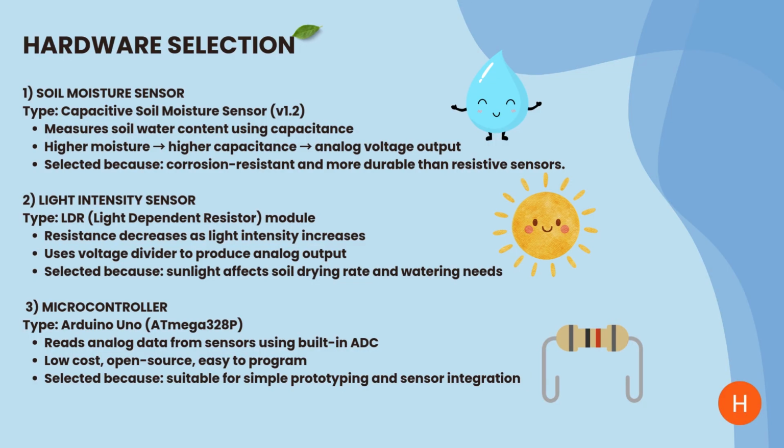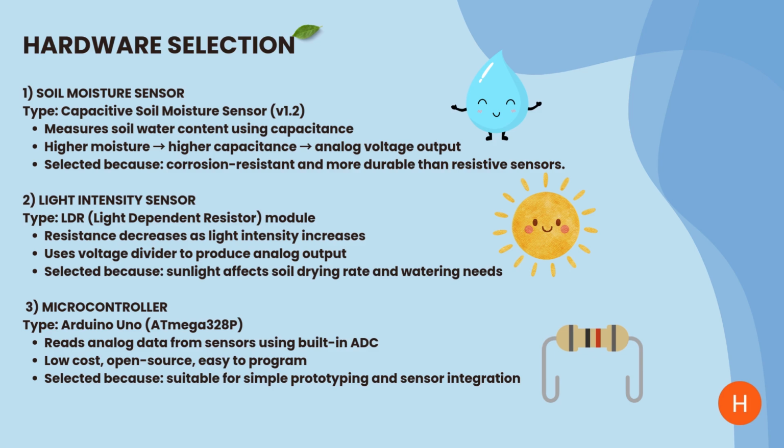Now we're moving on to the hardware selection. The first one is the soil moisture sensor. The type that we are using is the capacitive soil moisture sensor version 1.2. It measures soil water content using capacitance: higher moisture, higher capacitance, converted to an analog voltage output. This type of sensor is selected because it is corrosion resistant and more durable than a resistive sensor.